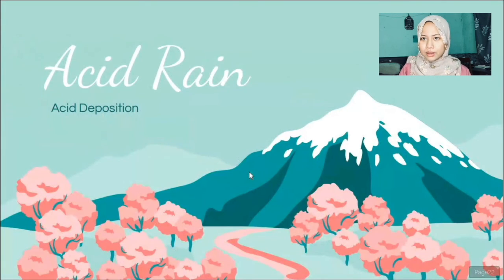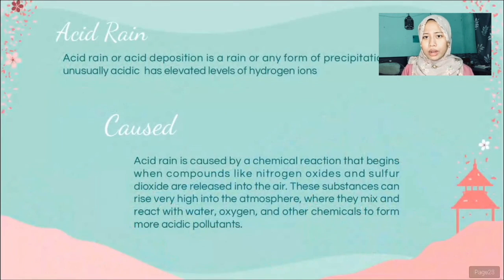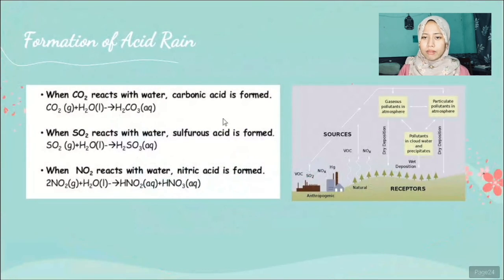Next is acid rain. Acid rain is rain or any form of precipitation that is unusually acidic, with an elevated level of hydrogen ions. Acid rain is caused by a chemical reaction that begins when compounds like nitrogen oxide and sulfur dioxide are released into the air. The substances can rise very high into the atmosphere, where they mix and react with water, oxygen, and other chemicals to form more acidic pollution.